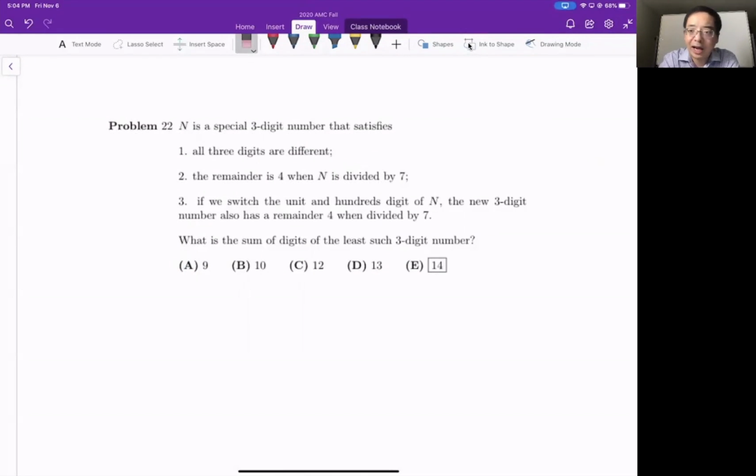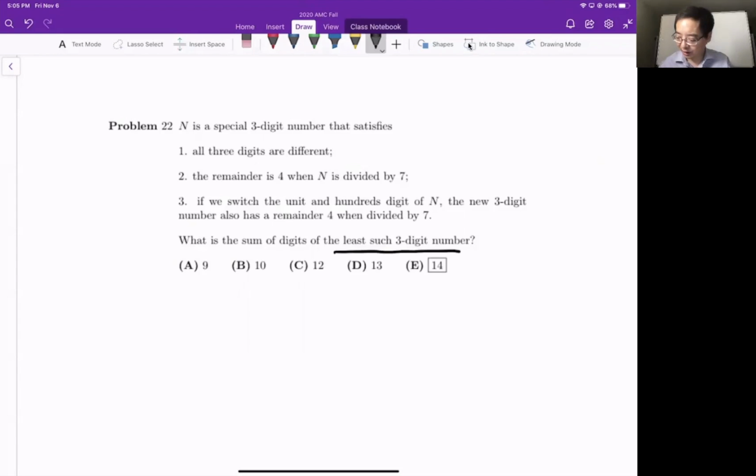Okay, now let's look at problem number 22. The problem says we have a special 3-digit number n. It satisfies the following 3 things. Number 1, all digits are different. Number 2, when n is divided by 7, the remainder is 4. Number 3, if we switch the units and hundreds digits of n, the new number, when divided by 7, the remainder is still 4, right? We need to find the least such 3-digit number.